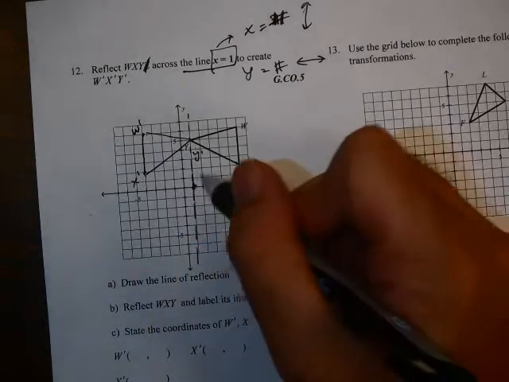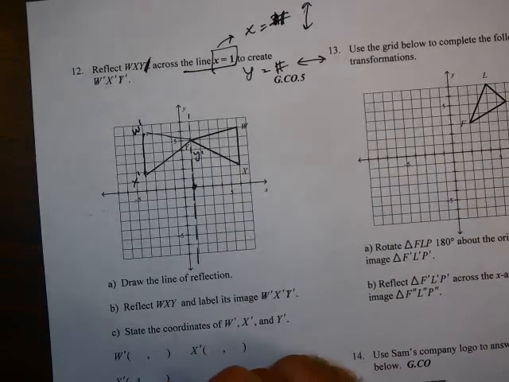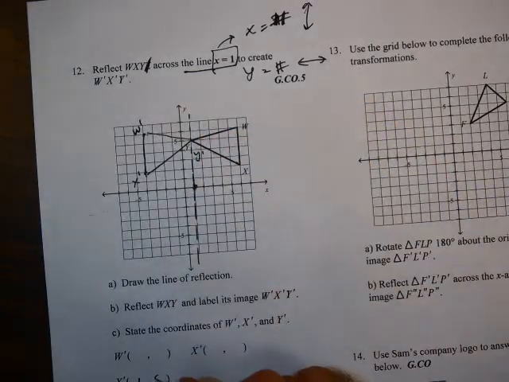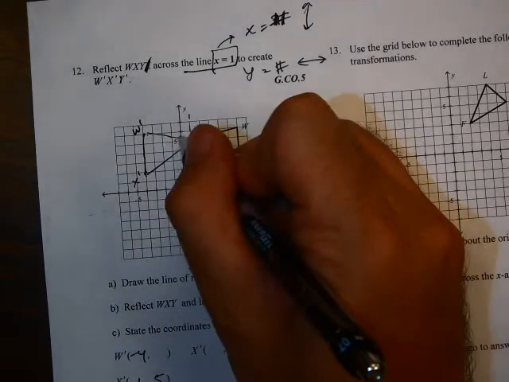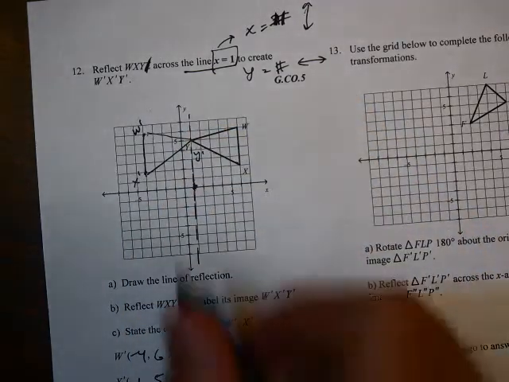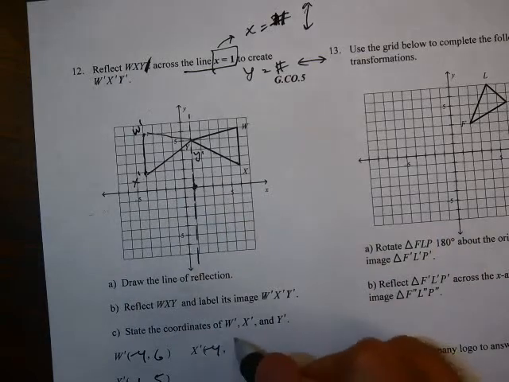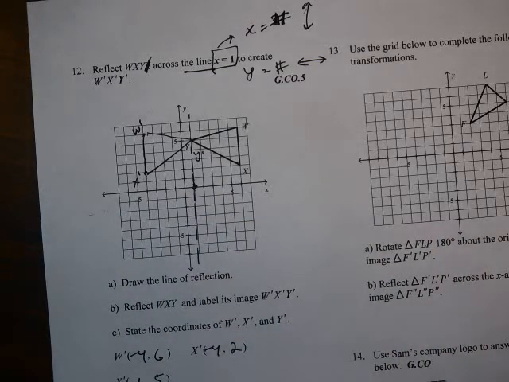Now it says state the coordinates of W prime, X prime, and Y prime. Y prime did not change. It didn't go anywhere at all. That's at 1 and 5. W prime is -4 and up at 6. And X prime is -4, 2. So there's number 12 with the reflection.